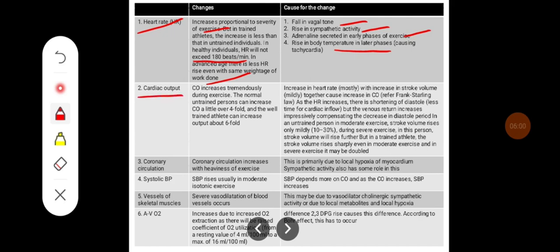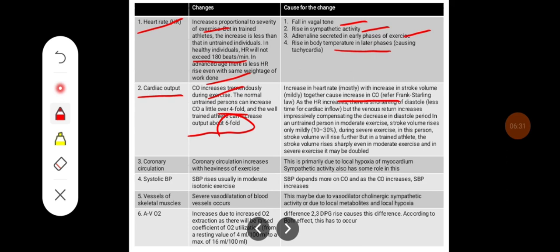If you see the cardiac output changes, the cardiac output increases tremendously during exercise. Normal untrained persons can increase cardiac output little over fourfold, and the well-trained athlete can increase the output about sixfold. Increase in the heart rate, mostly with increase in the stroke volume, together cause increase in the cardiac output. That will be according to the Frank-Starling law.